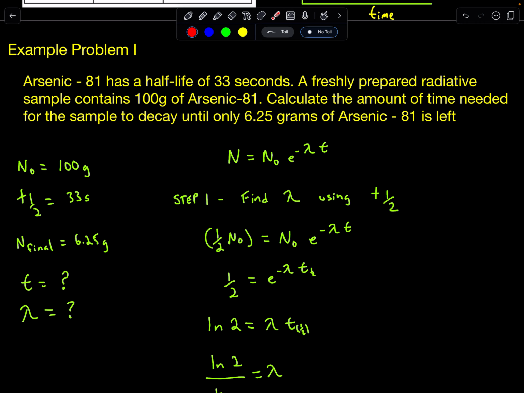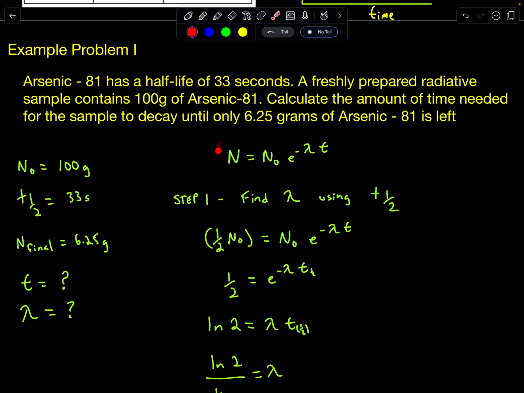What I like to do is create a table of values on the left-hand side just to keep myself organized. The initial amount could be number of atoms or it can be mass. The initial amount of arsenic-81 is 100 grams. It has a half-life of 33 seconds. The final amount is 6.25 grams. We're trying to calculate the time, and we don't know the decay constant here.